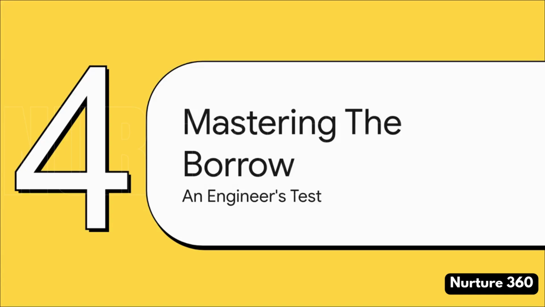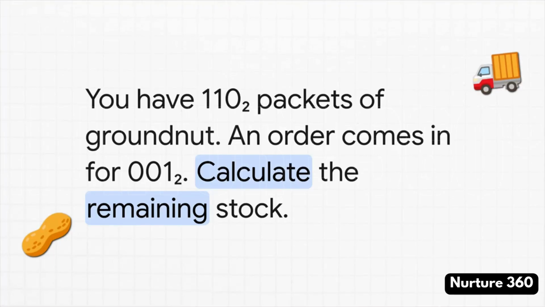Okay, theory is one thing, but engineers learn by doing. Let's master the borrow. So here it is, the real test. You've got 6, or 110, packets of groundnut in stock. An urgent order comes in for just 1, or 001. It's time to calculate the remaining stock using our new skill.